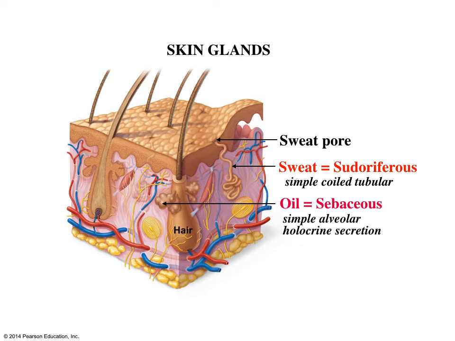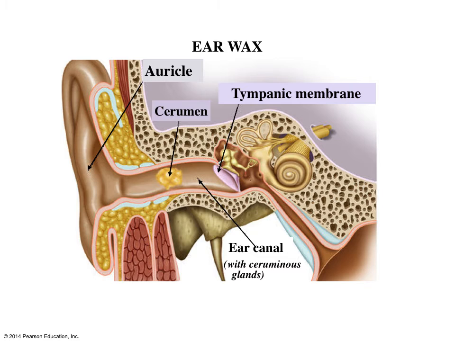And finally, oil glands secrete by the holocrine method, where each cell accumulates sebum and eventually bursts to actually form part of that secretory product, sebum. Earwax or cerumen is produced by ceruminous glands, and of course, those are specific and only found in the ear canal.